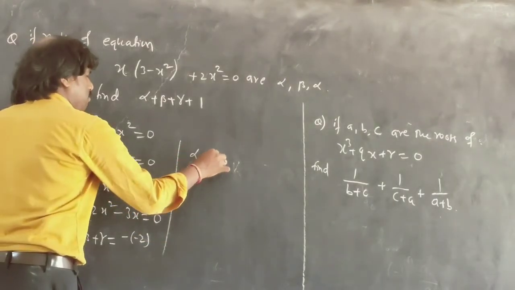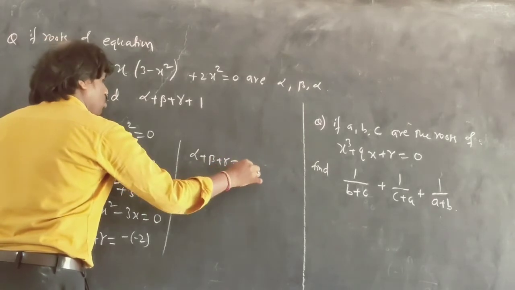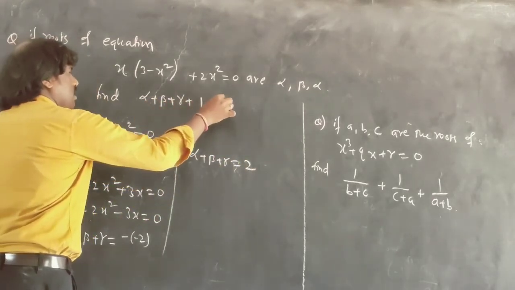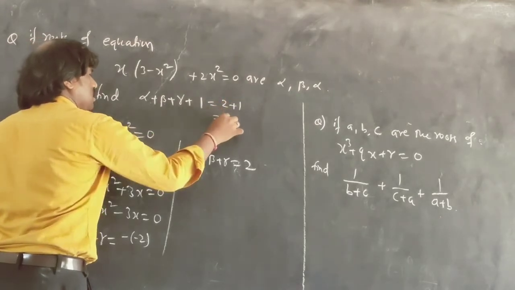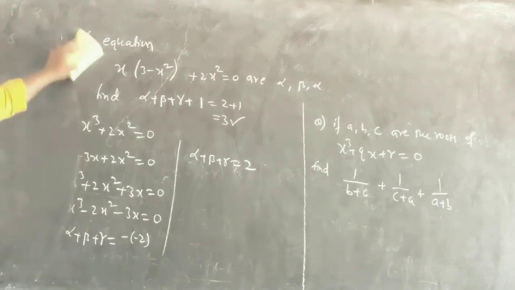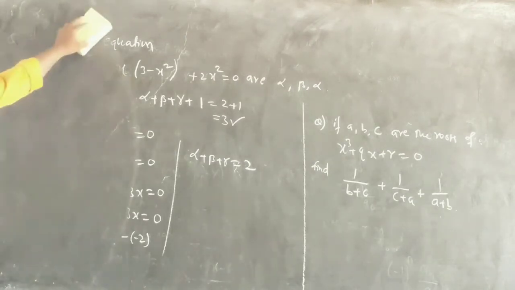So alpha plus beta plus gamma is equal to 2. The answer asked is alpha plus beta plus gamma plus 1, that is 2 plus 1. The answer is 3. So the answer of this question is 3. Hope you understand this question. Let us go for the next question which I wrote there.